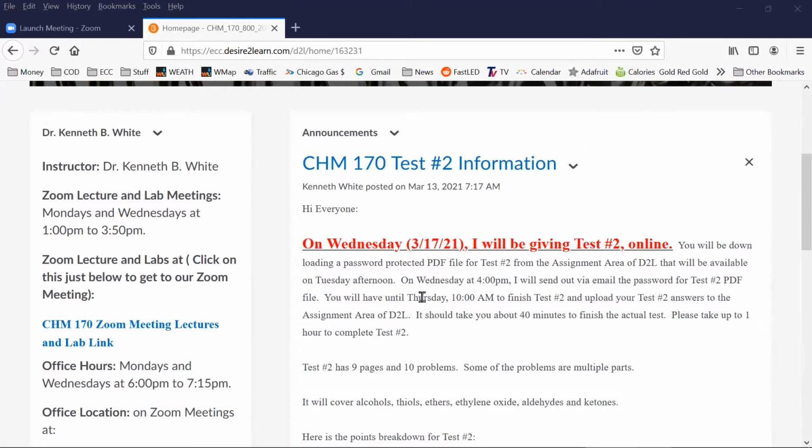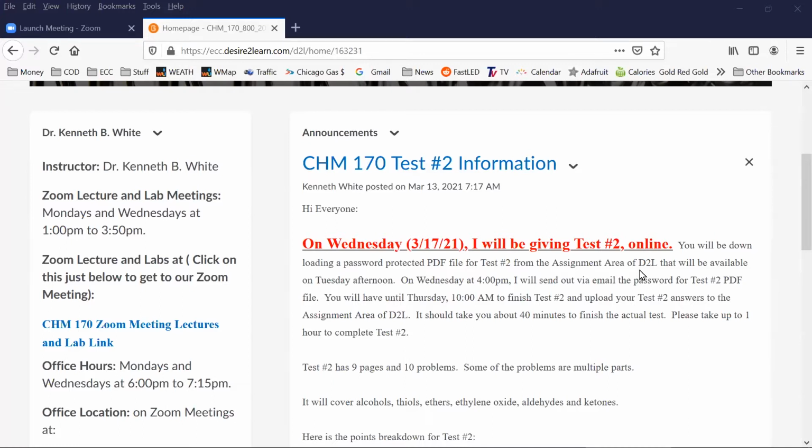It'll be online. On Tuesday afternoon, you'll be able to download from the D2L assignment area the test number two PDF file, which will be password protected. On Wednesday, right after class, I will email you the password so you can get started on that. You have until Thursday morning, 10 a.m., give or take a half hour. I might even say 12, but try and get in by 10 to finish test number two and upload it as a single PDF file to the assignment area in D2L. Should take you about 40 minutes, but if you need an hour or so, go right ahead.